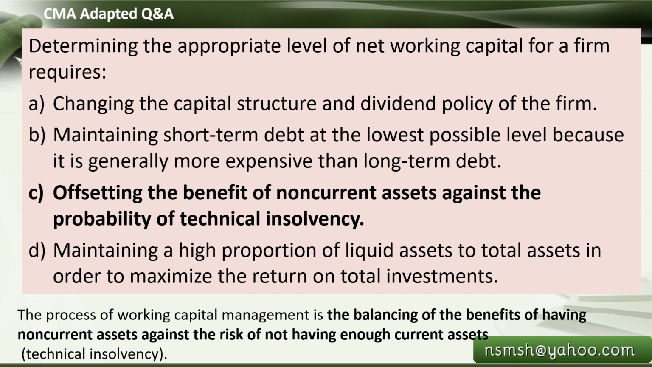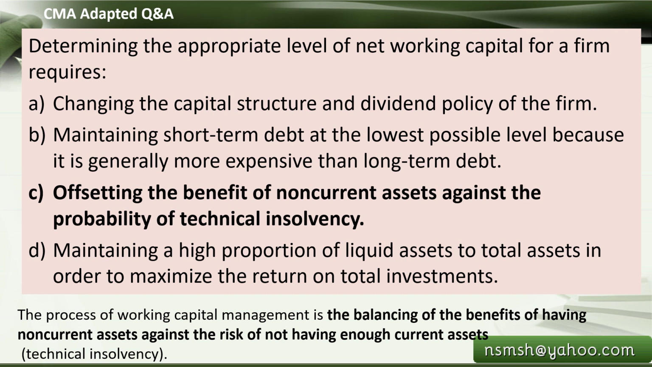And why are A, B, D not correct choices? Changing the capital structure and dividend policy of the firm is not about current assets, that is the working capital part. Working capital involves only current assets and current liabilities, whereas capital structure is about long-term liabilities. So option A is not the right choice. Option B, maintaining short-term debt at the lowest possible level because it is generally more expensive than long-term debt, is also not correct, because short-term debt is not more expensive than long-term debt.